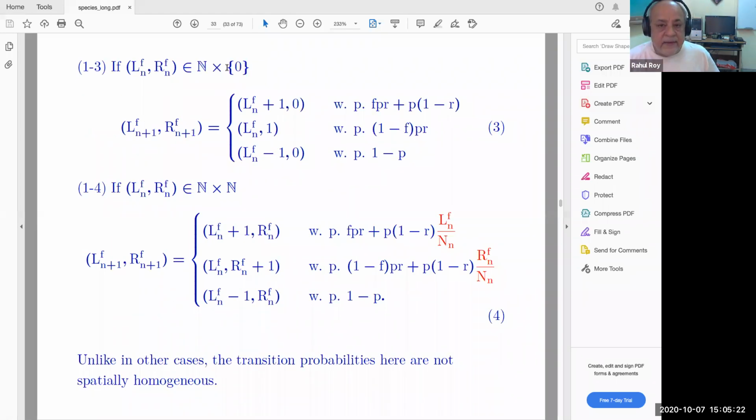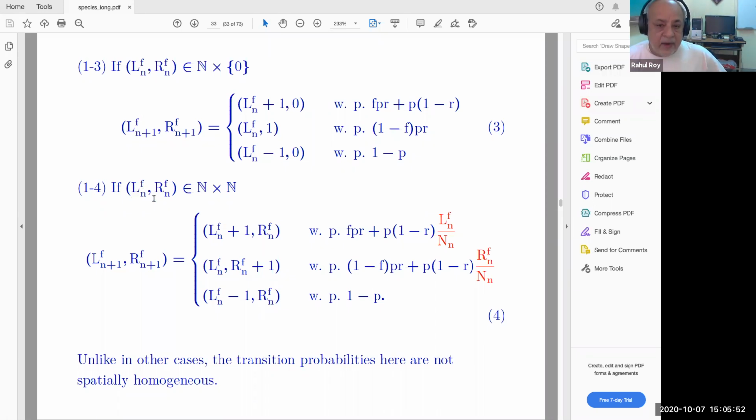If there is nothing at the right and the only things are on the left, it's very similar. There can be a birth to the left, and this birth can either be a mutant or a non-mutant. Or there could be one coming to the right, and that necessarily has to be a mutant. Or there could be a death on the left. But the most interesting case is the last one.